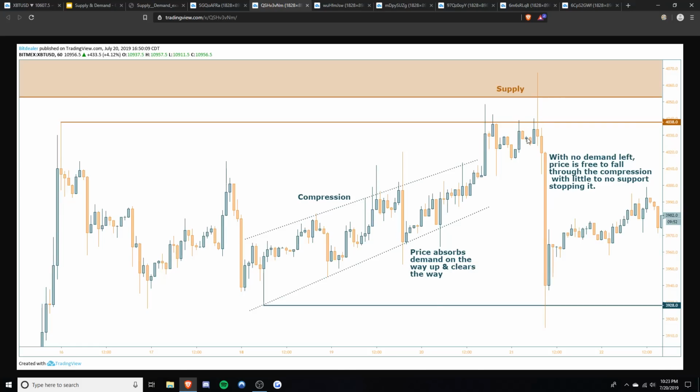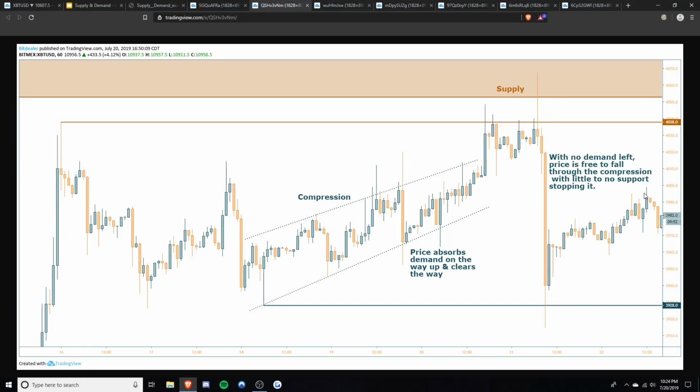Price goes a little bit higher, gets enough bullish momentum, taps into that high time frame supply zone, and then with no demand left, price is free to fall through the compression with little to no support stopping it. And you can see this is the origin of that whole compression zone. Price dumps straight to it, takes it out, and then consolidates, does whatever it does.